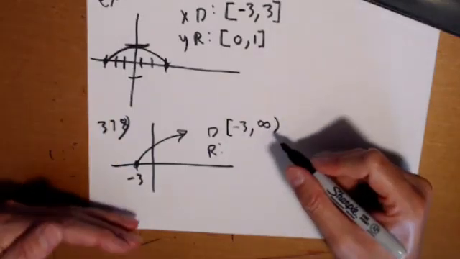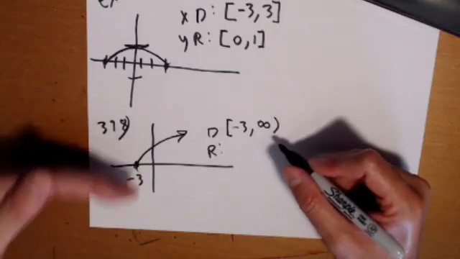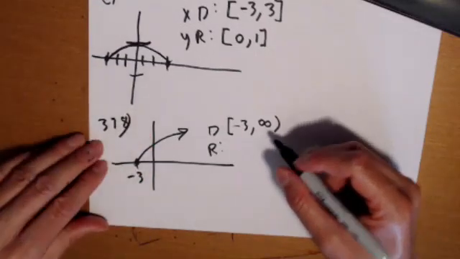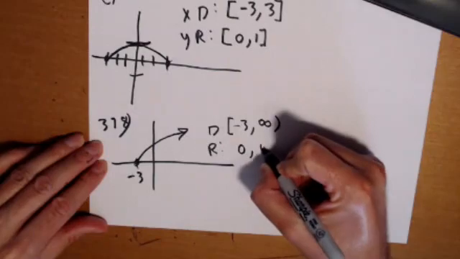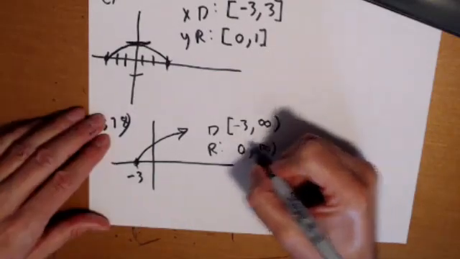Range, nothing, nothing, nothing until right there. Range is the y component. What's the height there? 0. Is 0 included? Yes.